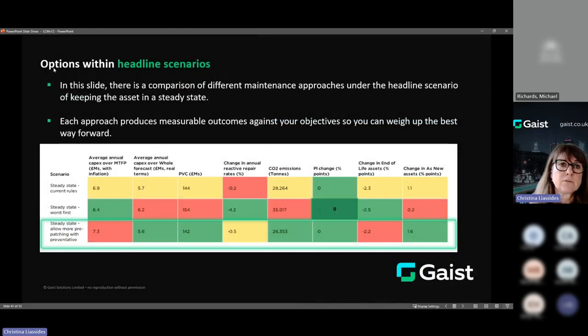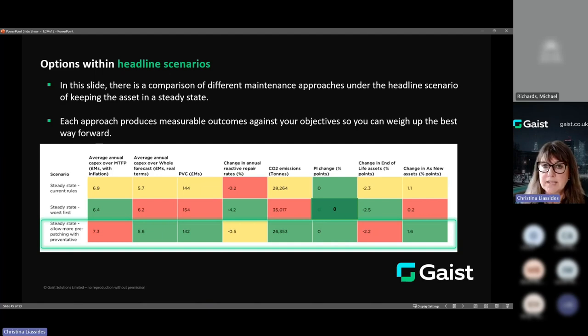Now, this sort of graph can make you take a step back at first, because it's a bit like, oh, okay, what am I looking at here? So I just want to talk you through it. What we've got is a headline scenario here, and what we're saying is we want to keep the asset in a steady state. So actually we don't want it to get any worse, but we're not aiming for it to get any better. Now, obviously, that will probably require an uplift in budget, but that's not necessarily what I want to look at here. That would be what we tell you in the headlines.